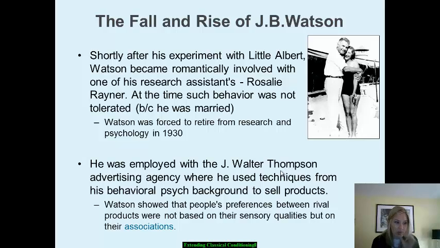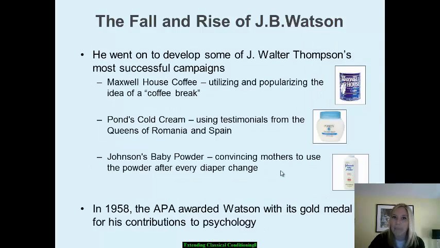It's not because we perceive the detection of certain taste parts to Coke over Pepsi. Really what it is, it's our associations. And so that is what J.B. Watson is going to use with regard to advertising, and that is obviously still very present today.